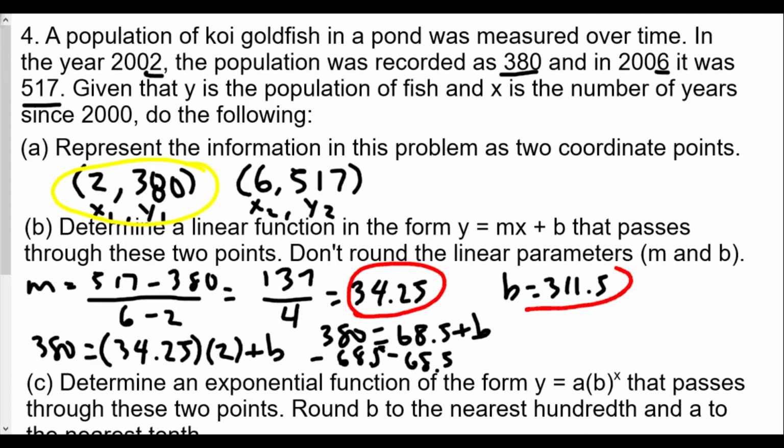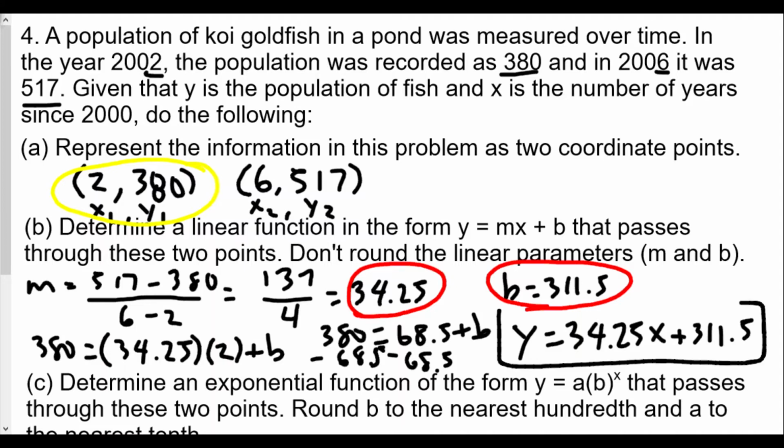So our m value is 34.25. Our b value is 311.5. We plug them back into the values of m and b, and our linear equation is y is equal to 34.25x plus 311.5. And that's our linear function. Okay? It said don't round the linear parameters, meaning leaving m and b as our decimals for now. Well, okay, that's not so bad.